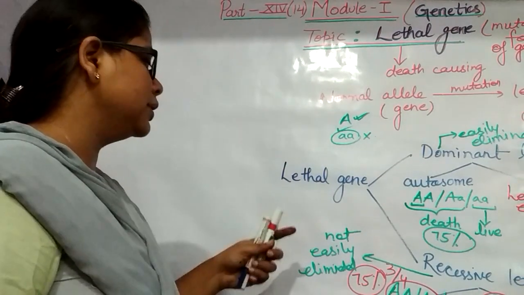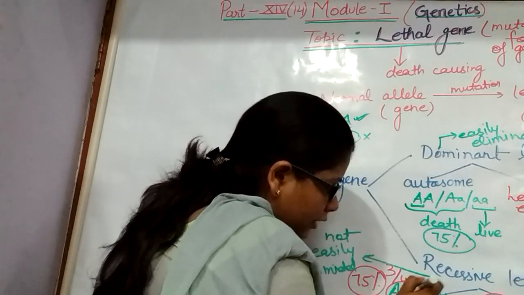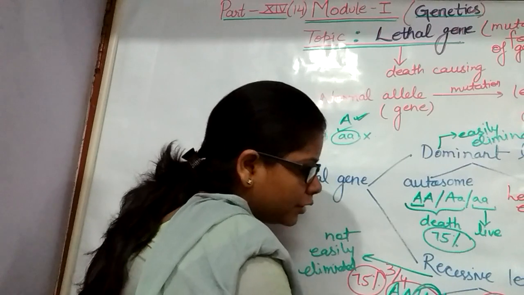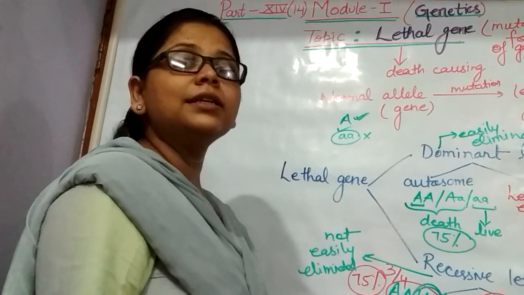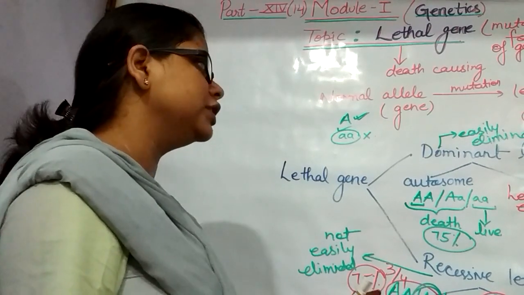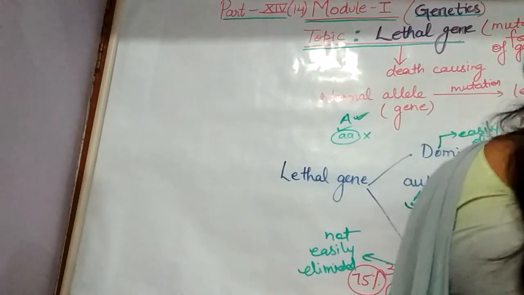Why? Not easily eliminated. Why? Because these carriers will provide shelter to heterozygous. These are heterozygous, na? These all act as a carrier for spreading of disease. Now I want to discuss some of the diseases with you people.